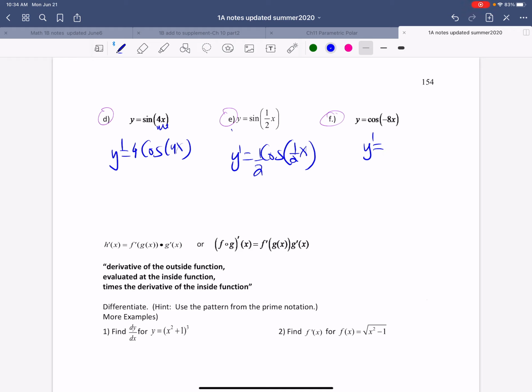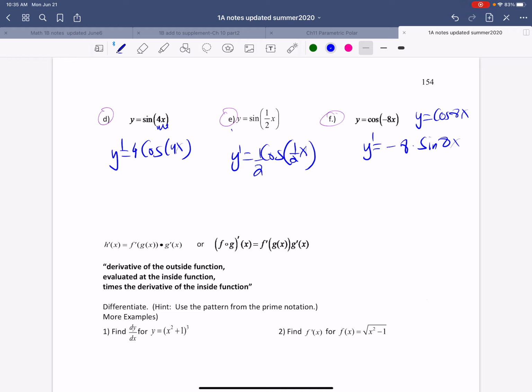Next, y prime would be, cosine is an even function, so if you want to make your life easier, you can pull out the negative and just think of it like y is equal to cosine of 8x. That is okay. So y prime would be equal to negative sine of 8x times 8. So negative 8 times sine 8x. You can write the 8 in the front. Negative 8 times sine 8x.